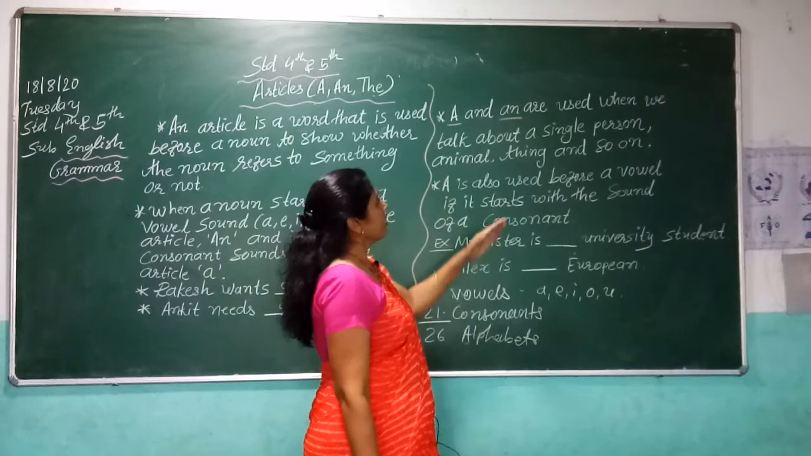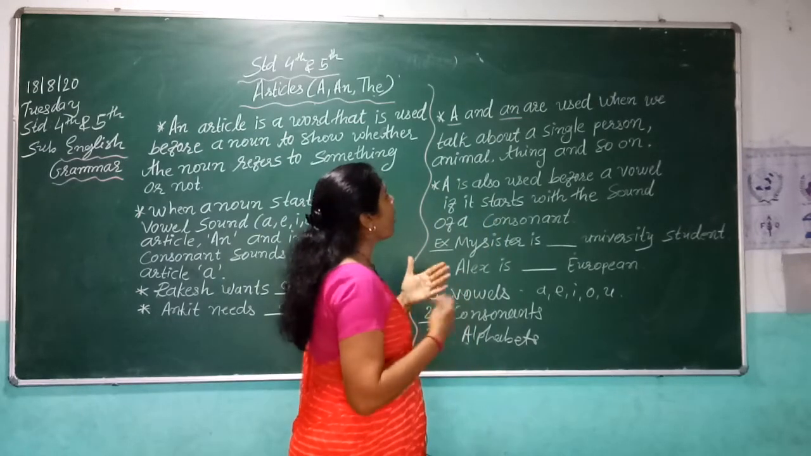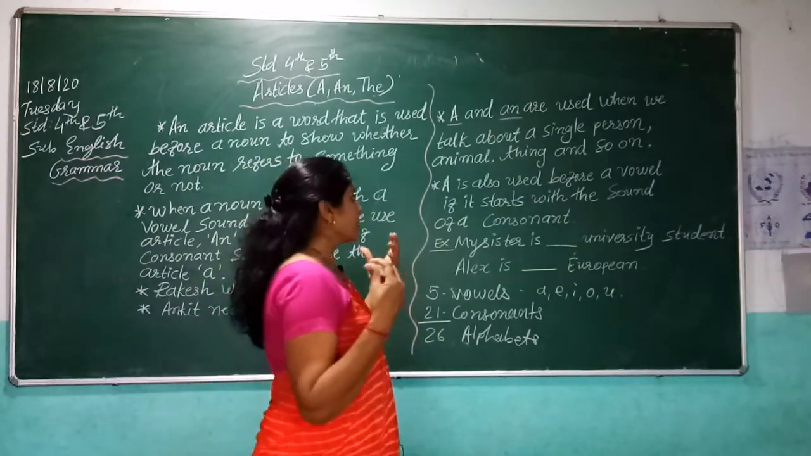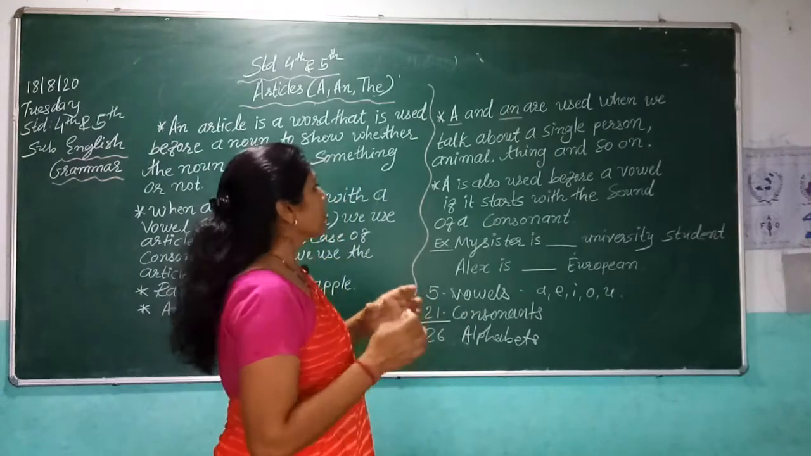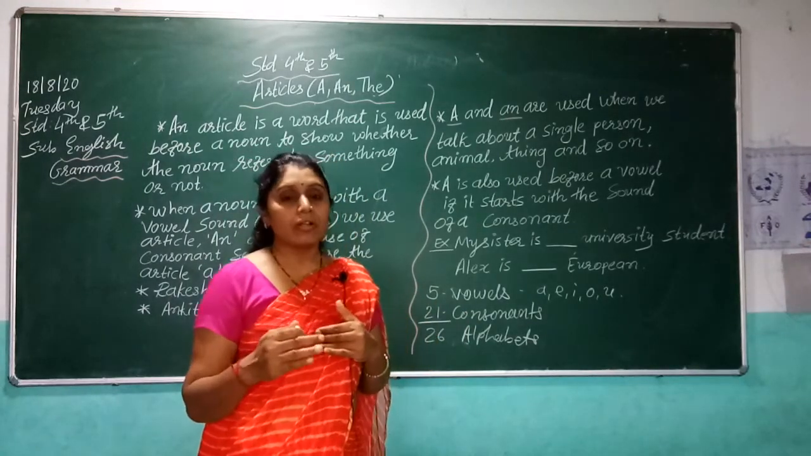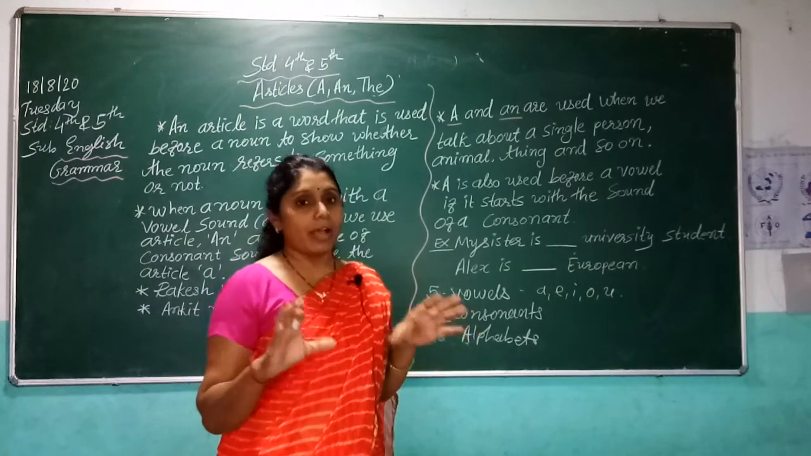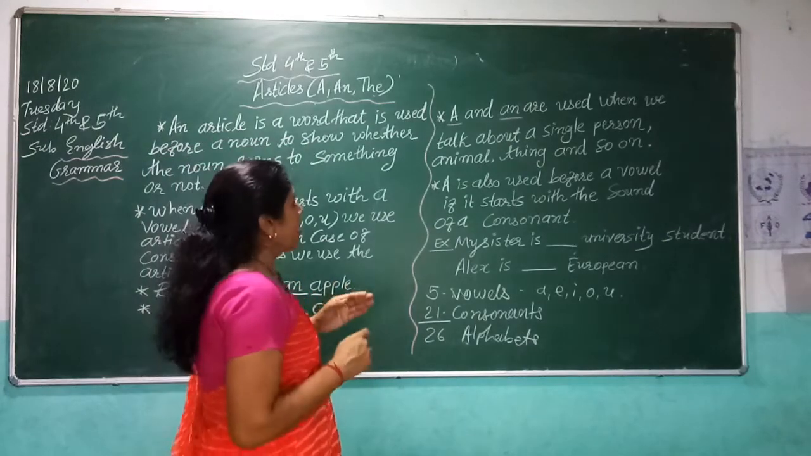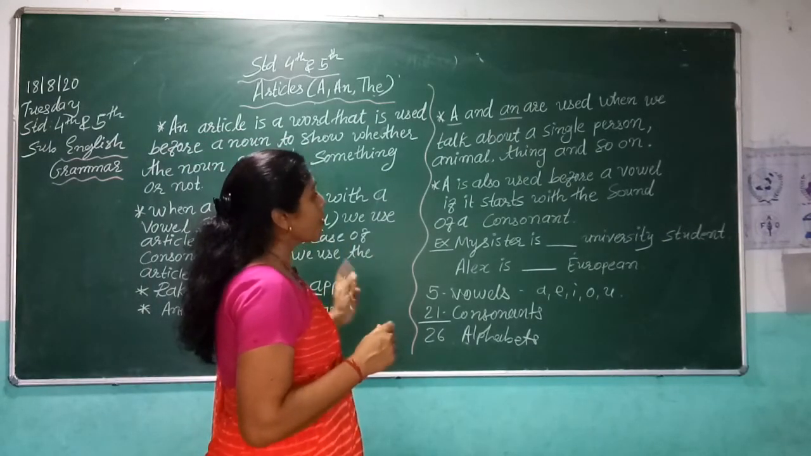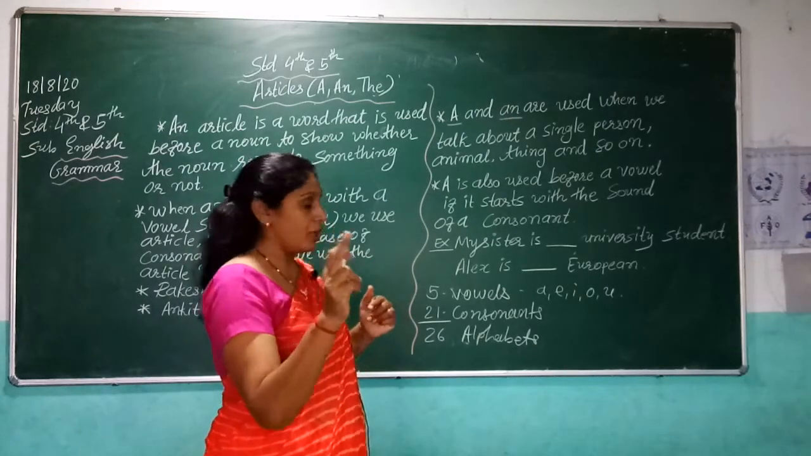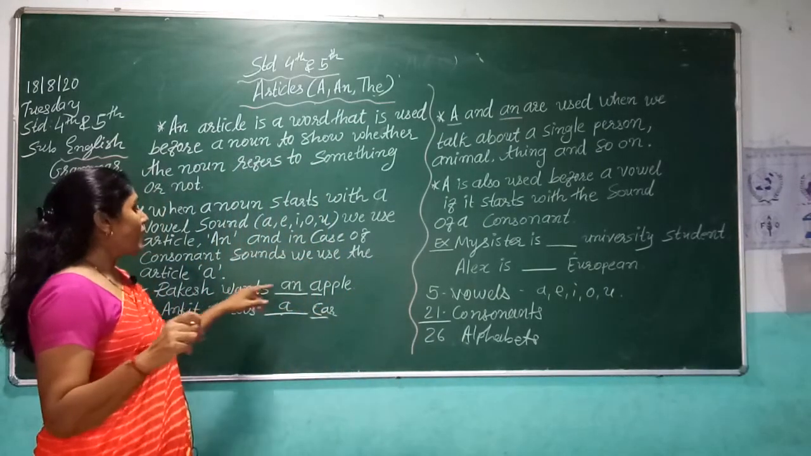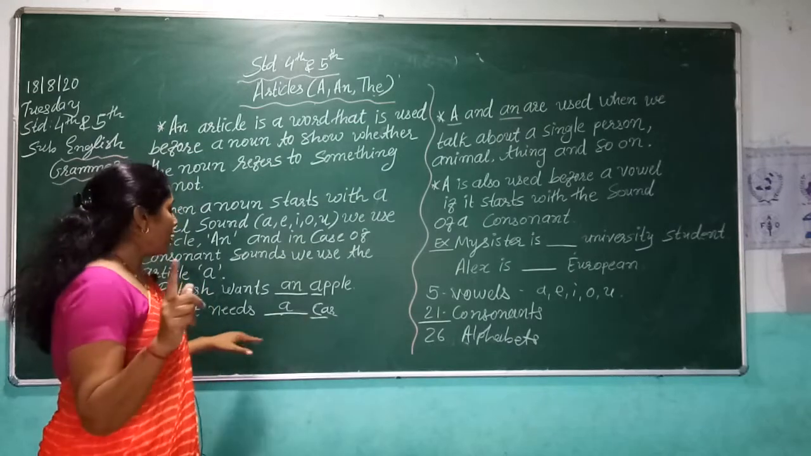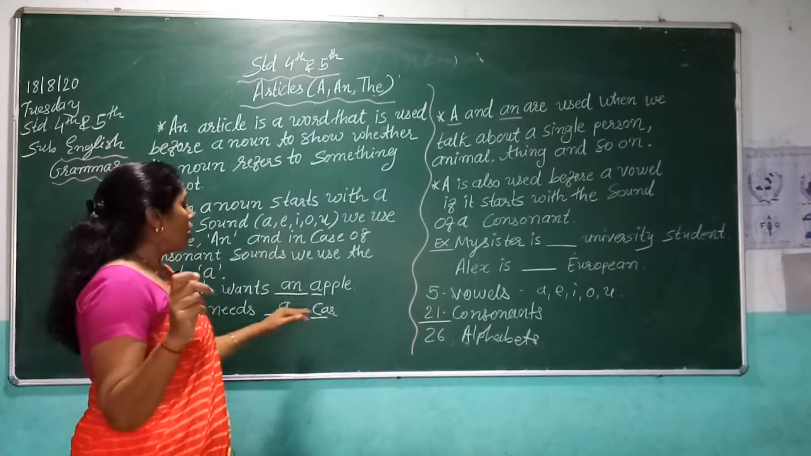A and an are used when we talk about a single person, a single animal, a single thing. If there is a plural, then you can't put the articles a or an there. So a and an are used when we talk about a single person. Here we can see there is only one apple, there are no apples. And here, Ankit needs a car.